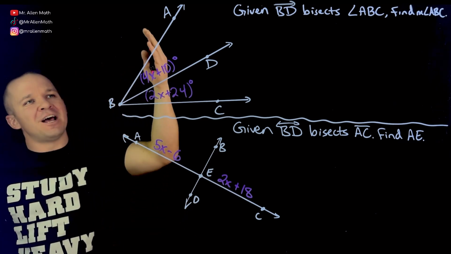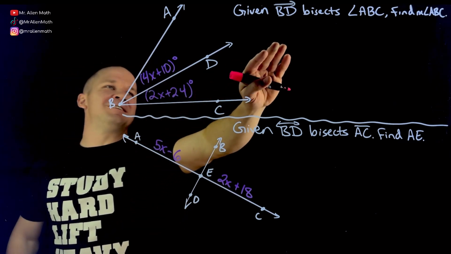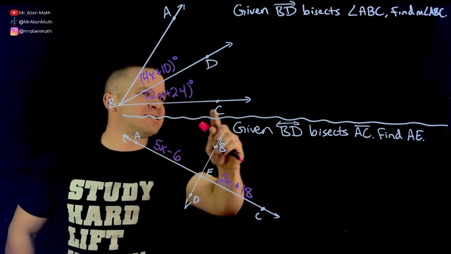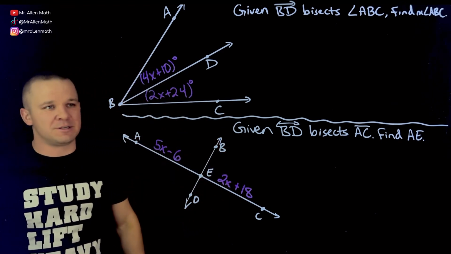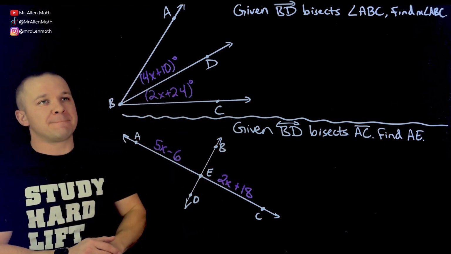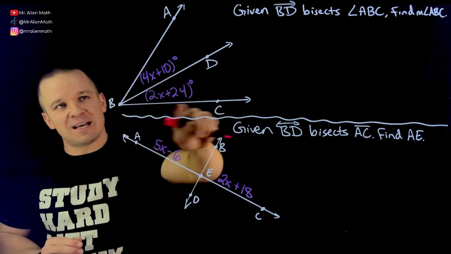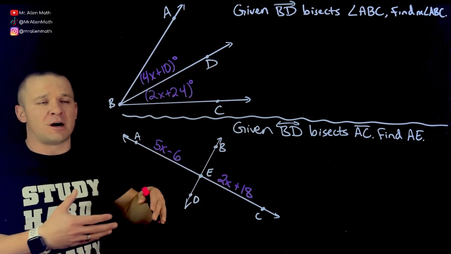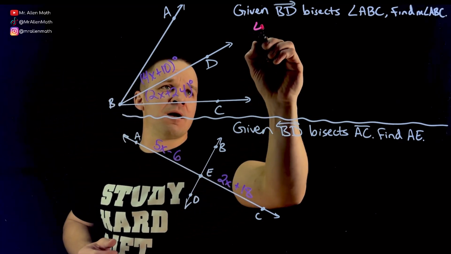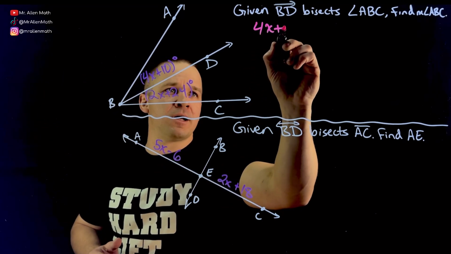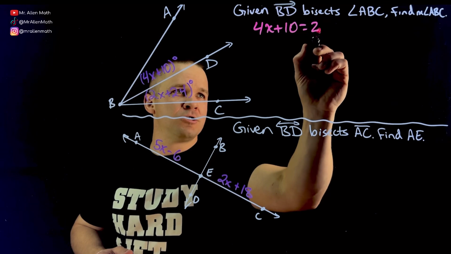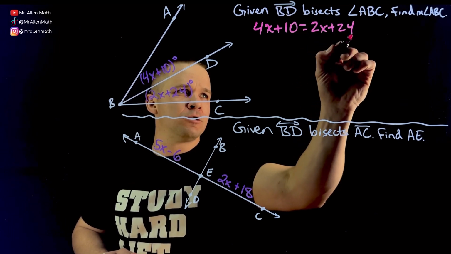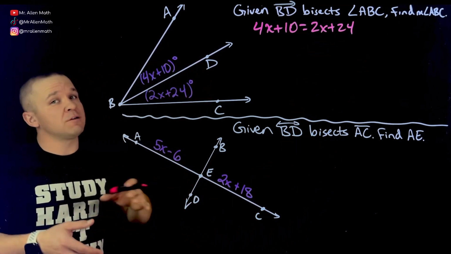All right. First one here, we're given ray BD bisects angle ABC. Find the measure of angle ABC. Well, if this bisects this angle, what does that tell me about these two smaller angles? It tells me that their measures are equal. So I can set up a little equation here: 4x plus 10 equals 2x plus 24. And I can solve this for x.